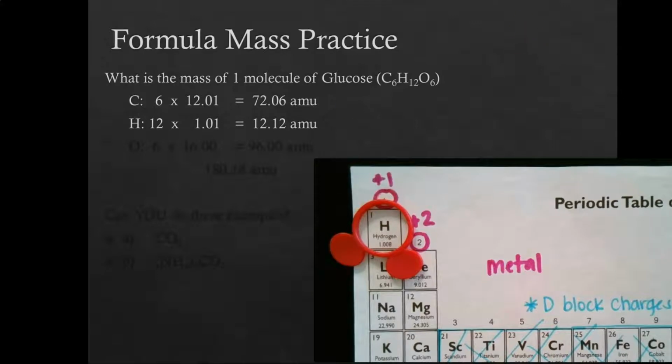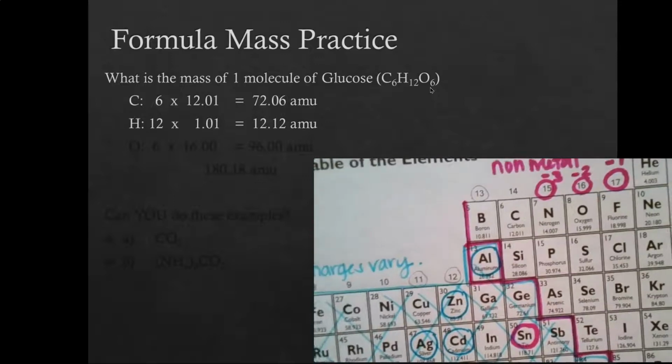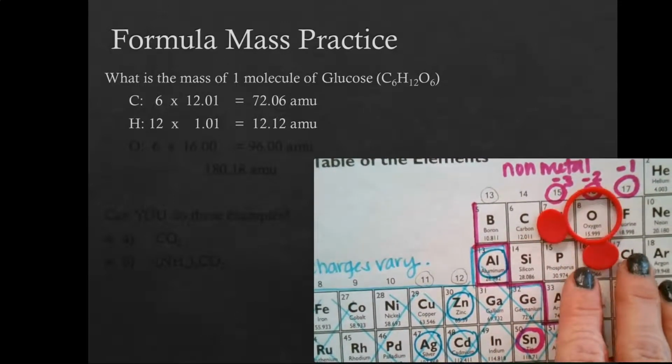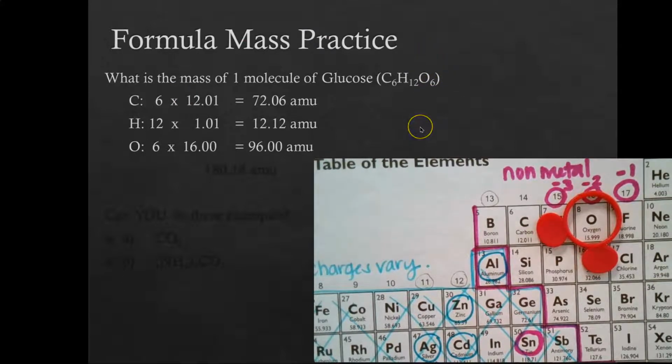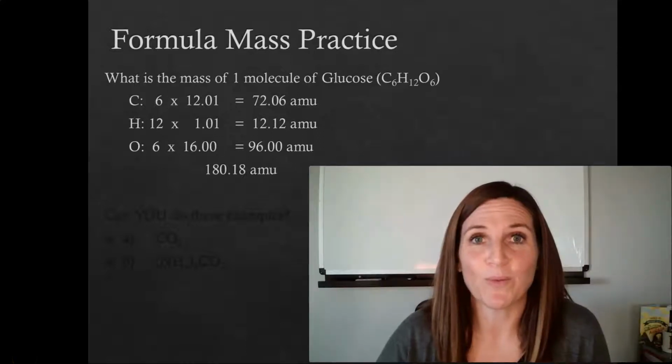And last but not least, we look up oxygen. We already did that one too. We come over here to find oxygen, and remember, oxygen with 15.999 becomes 16.00. 6 of those times 16.00, 96 AMU. And now I will add them up to end up with 180.18 AMU. I hope it went well.